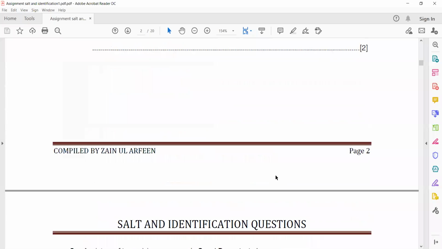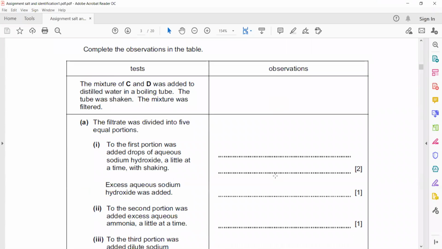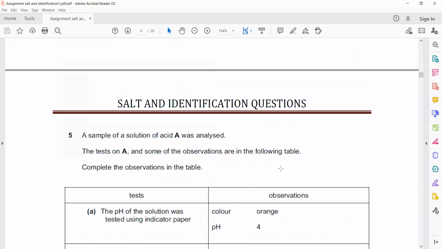Now we'll do a question related to identification of the salt.